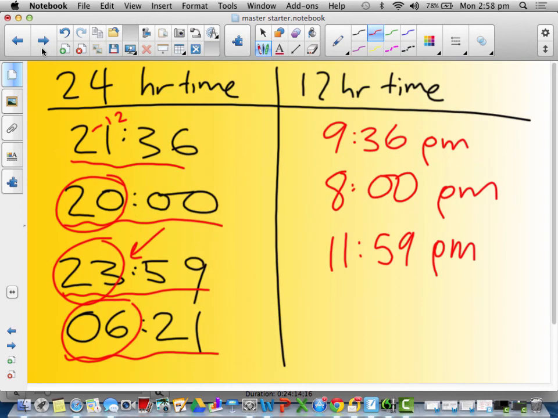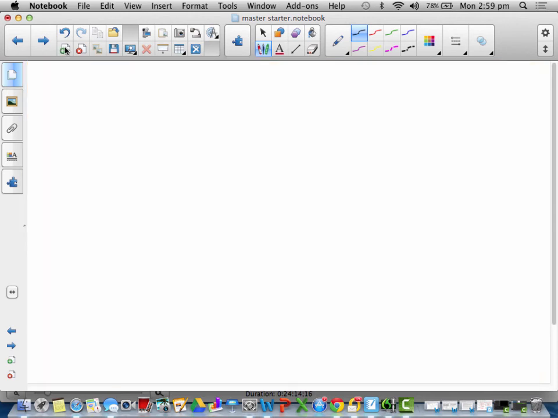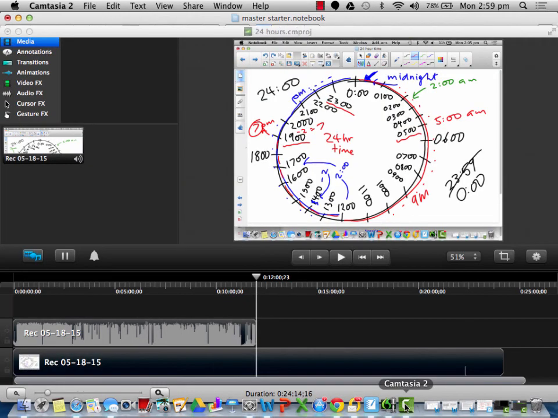So I hope that you got, for that one, 6:21 a.m., which actually means anti-meridian, which means before noon. Okay? I know that's confusing. Maybe I'll just pause and show you what that means.